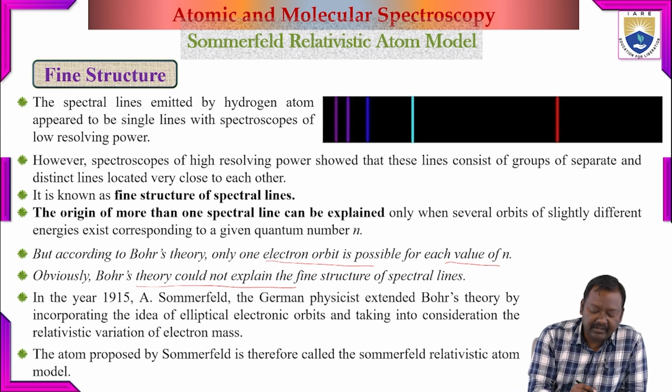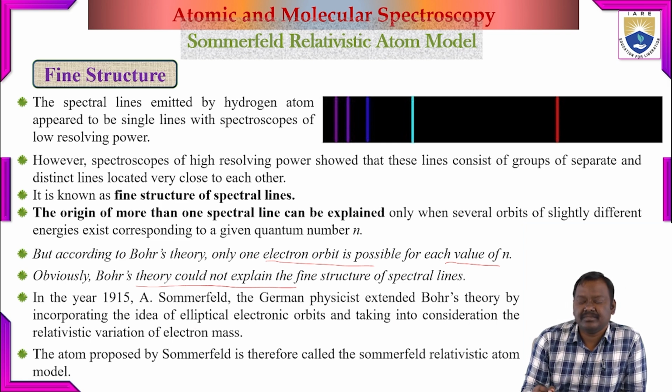So in the year 1915, Arnold Sommerfeld, a German physicist, extended Bohr's theory by considering the idea of elliptical electronic orbits. According to Bohr's theory, electrons revolve around circular orbits. But Sommerfeld proposed and extended Bohr's theory by considering that, along with circular orbits, elliptical electronic orbits also exist.